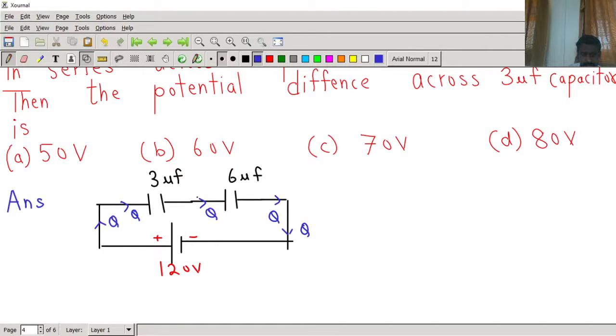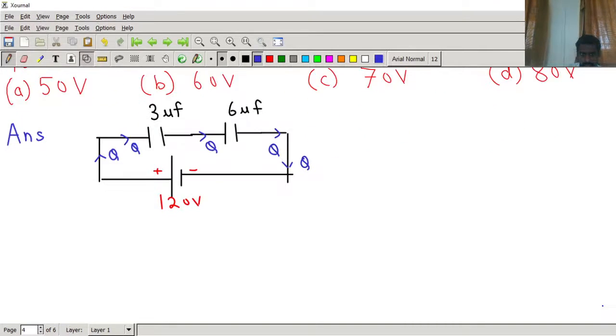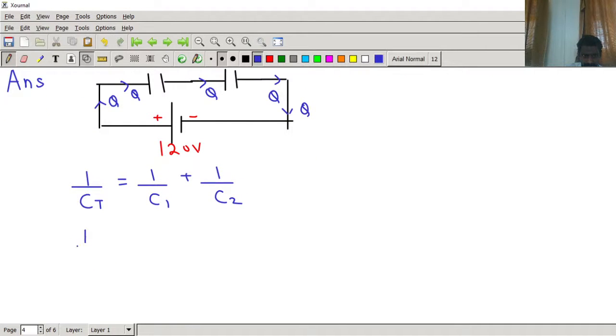So in such cases, how can we solve the question? First we can find out how much total charge will flow in this circuit, and that is Q is equal to C into V. So what is the total capacitance? Let us find the total capacitance first. Both the capacitors are in series, so in series it will be 1 over CT equal to 1 upon C1 plus 1 over C2, that is 1 by 3 plus 1 by 6.